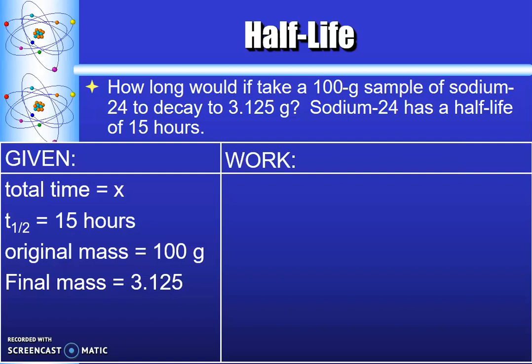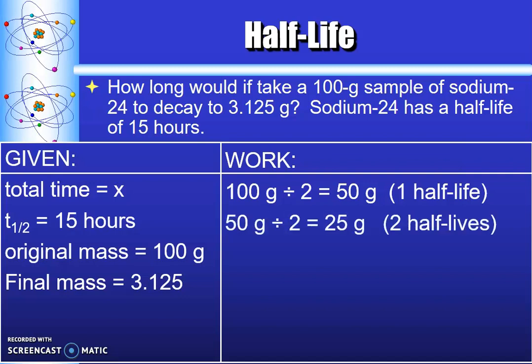So what do I need to do? Well, first I need to figure out how many half-lives. Either way we're working this problem, we always have to figure out how many half-lives first. So to do that, I'm just going to keep dividing by 2 until I get to the final. We start with 100, divide by 2, that's 50 grams. That was 1 half-life. I'm not at 3.125 yet, so let's do it again. 50 divided by 2 is 25. I've gone 2 half-lives. Got to keep going. 25 divided by 2, 12.5.